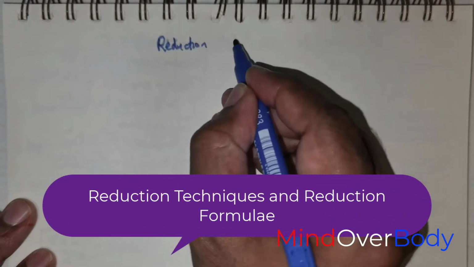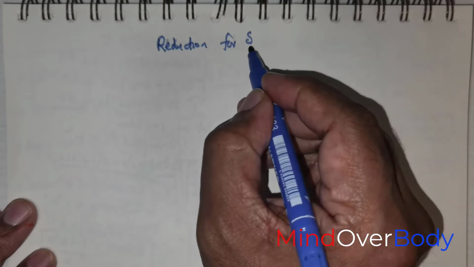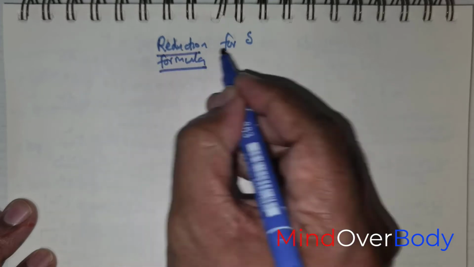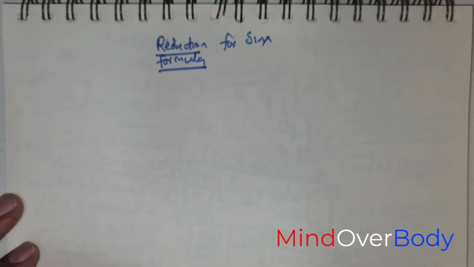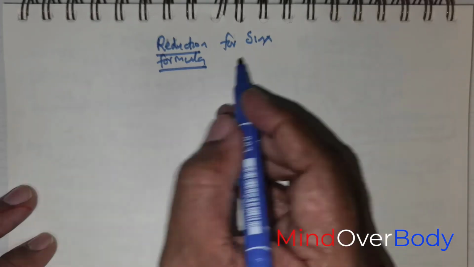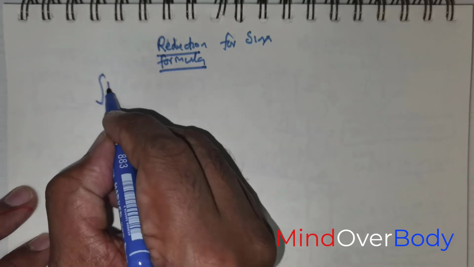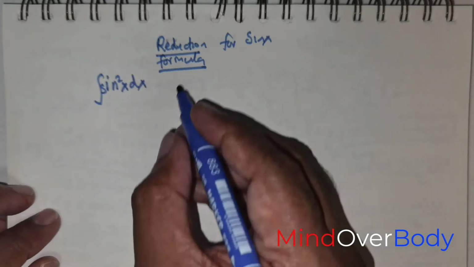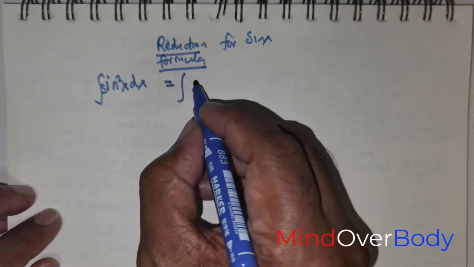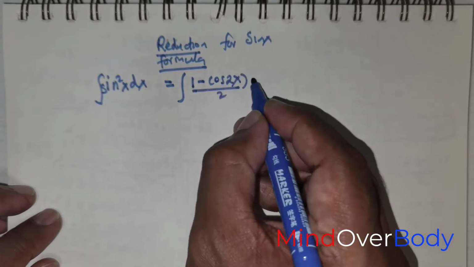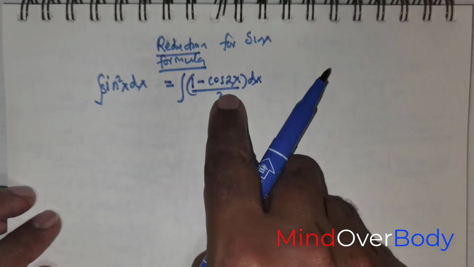Students, now we are going to see the reduction formula for sin x. So let me write that down, reduction formula for sin x. Before we head on to understand the reduction formula for sin x, let me show you the following deduction for sin x. Now suppose you got sine squared x dx and you are expected to integrate. You can always convert this as 1 minus cos 2x over 2 times dx, and then you can integrate this.